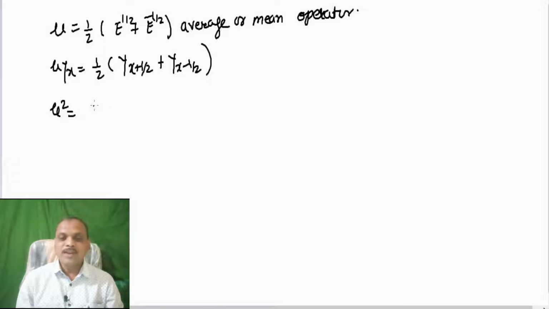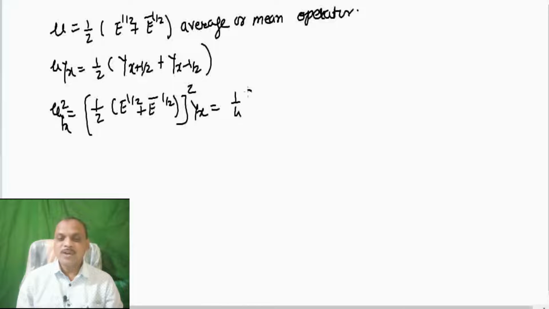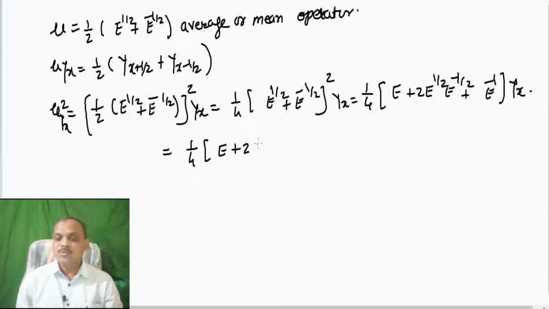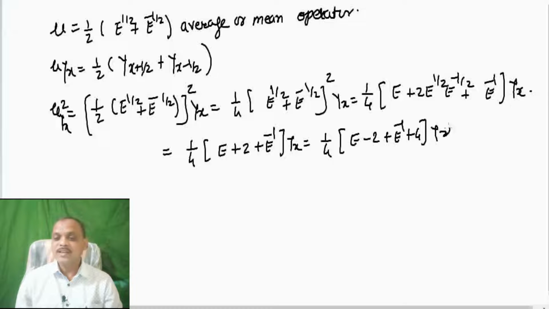Now mu square equal to 1 by 2 into 1 by 2, e raised to 1 by 2 plus e raised to minus 1 by 2 whole square operating on y x, or 1 by 4 into e raised to 1 by 2 plus e raised to minus 1 by 2 whole square operating on y x. Expanding this, 1 by 4 into e plus 2 e raised to 1 by 2 e raised to minus 1 by 2 plus e raised to minus 1 operating on y x, equal to 1 by 4 into e plus 2 plus e raised to minus 1, y x, equal to 1 by 4 into e minus 2 plus e inverse plus 4, y x.